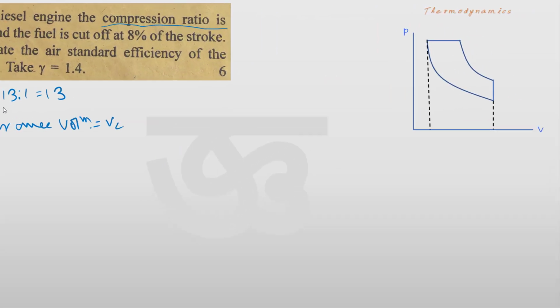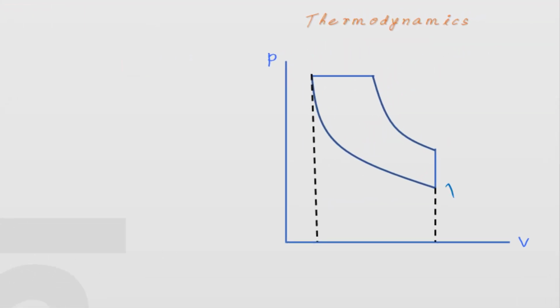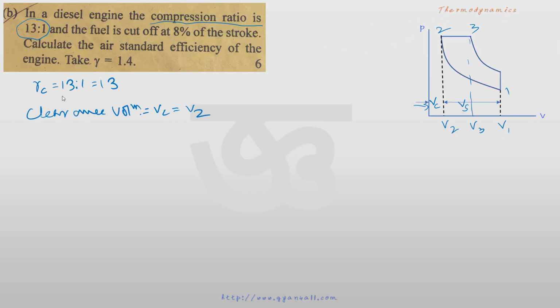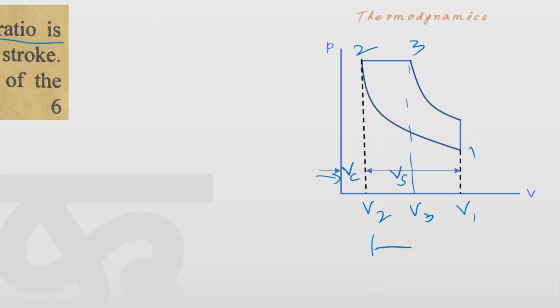So in this diagram we can see this is for process 1, 2 and 3. The volumes are V1, V2 and V3, and this is clearance volume Vc, and this is stroke volume. So we assume that Vc is the clearance volume, which is equal to V2 from the diagram. The fuel is cut off at 8% of the stroke when the piston moves from TDC to the BDC.